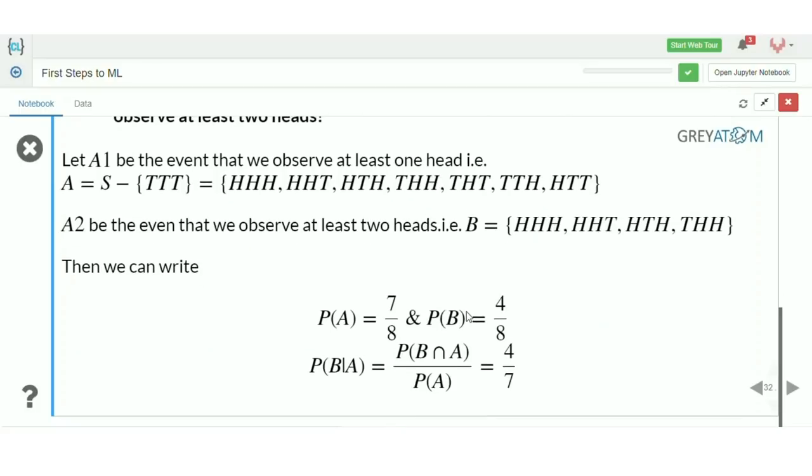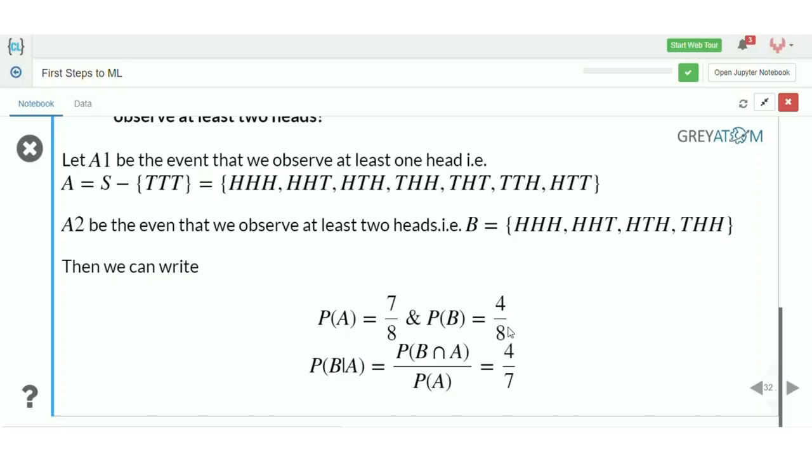Then we can write P of A is 7 by 8 and P of B is 4 by 8, and P of B intersection A, right? P of B intersection A is basically the common events between both B and A. These 4 events are also part of A, so P of B intersection A is also the probability of B. So P of B intersection A divided by the probability of A, you can calculate this out to be 4 by 7.